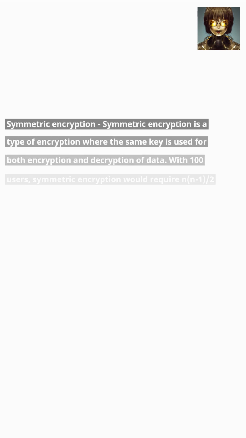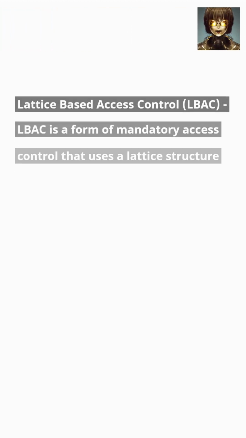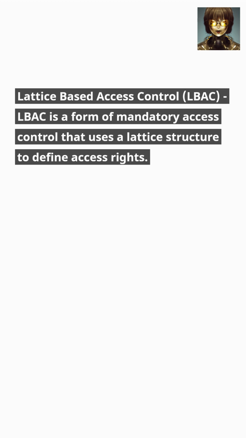Symmetric encryption. Symmetric encryption is a type of encryption where the same key is used for both encryption and decryption of data. With 100 users, symmetric encryption would require N(N-1)/2 keys, or in this case, 100 times 99 over 2 equals 4950 keys.